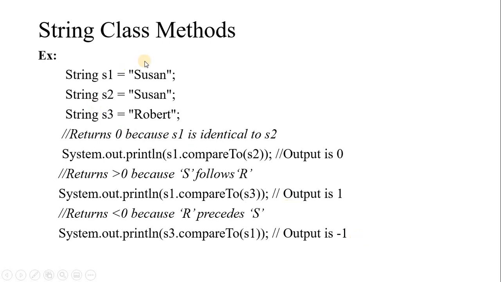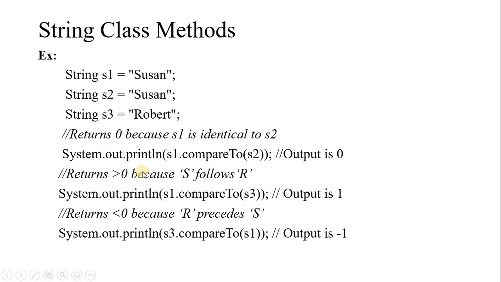We have three different names. If we ask S1 and S2, these two strings are the same. Susan is the same, so both are identical. So it is going to produce 0. I am going to say S1 compareTo S2. S1 is Susan, S2 is also the same. If both are the same, the output is 0, meaning it returns 0. So we can understand that both are equal.